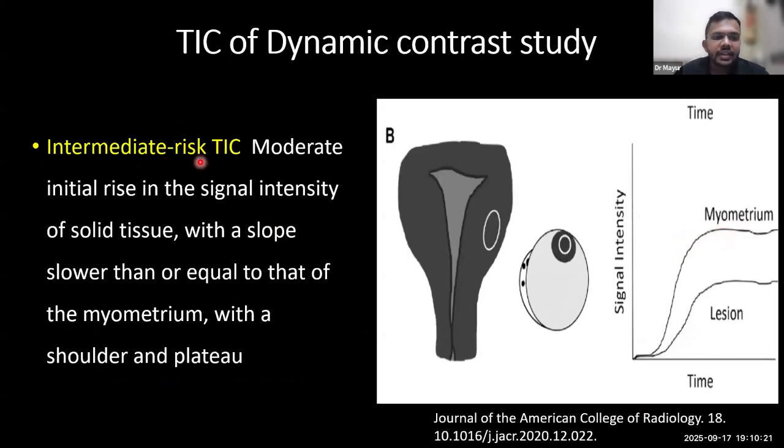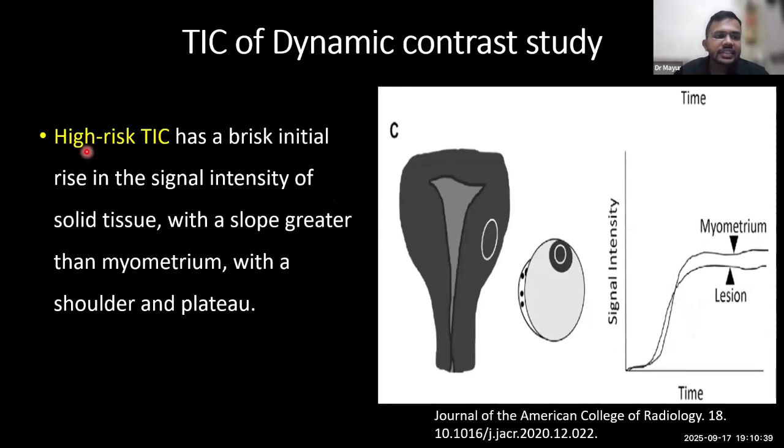In the intermediate risk time signal intensity curve, again, the rise in signal intensity of the lesion will be slower and lesser as compared to myometrium, but this curve will have a shoulder and a plateau similar to that of the myometrial curve. In high-risk time signal intensity curves, there will be an initial brisk rise in signal intensity of the lesion following contrast administration, and the slope of this curve will be higher than the myometrium.